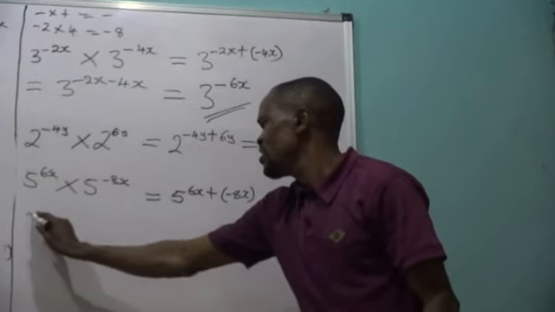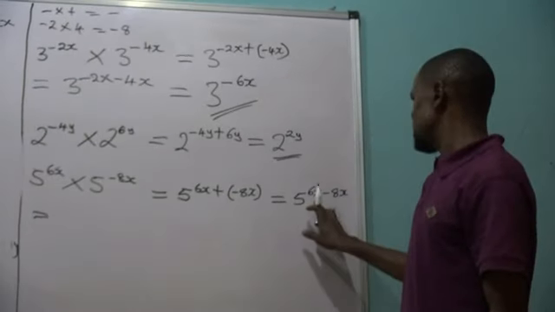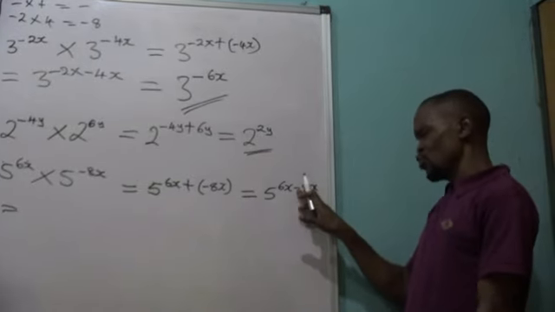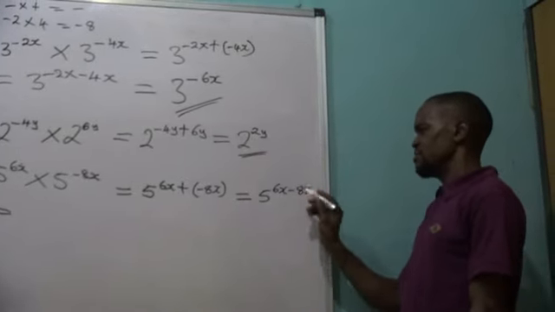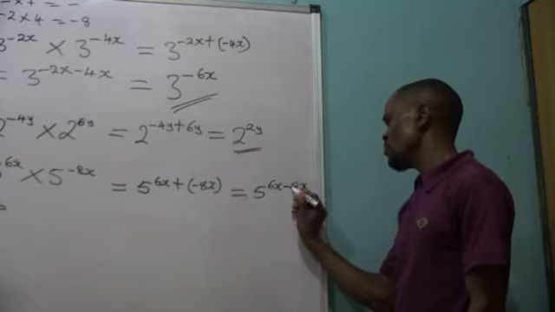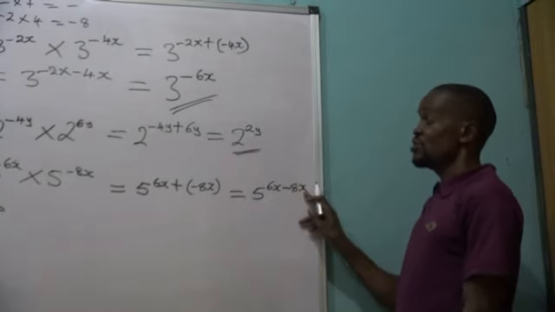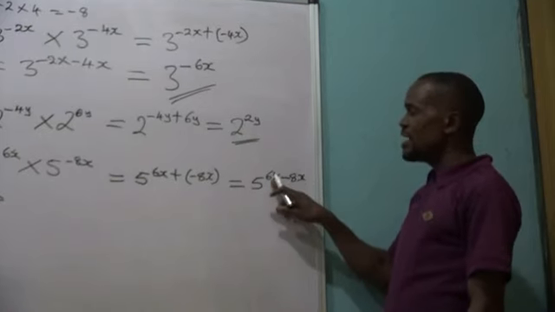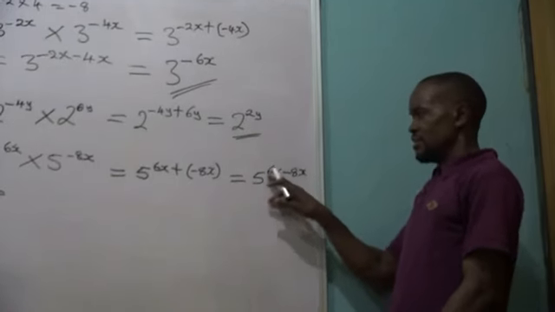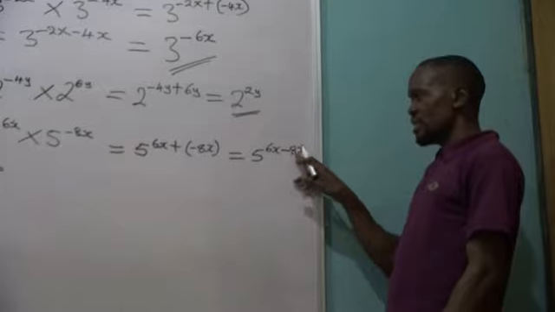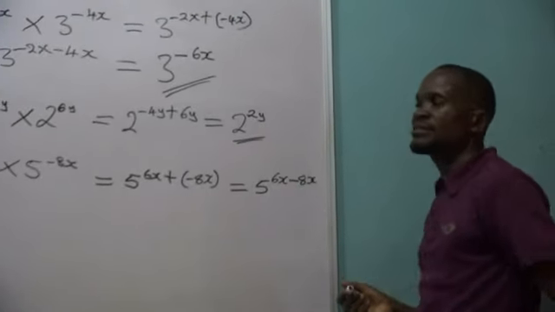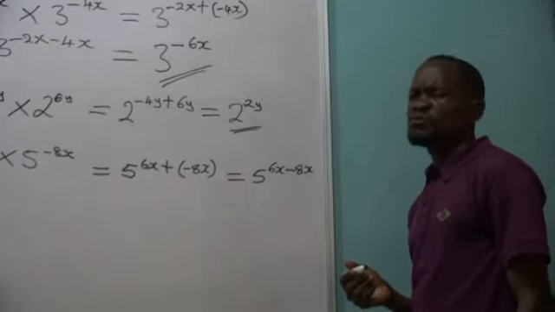And this will give me the final answer, meaning that I'm owing minus 8x. This, who is the owner of the minus? 8x is the owner of the minus, meaning that I'm owing 8x. I paid 6x. This is plus 6x. This is minus 8x, meaning I'm owing 8x. I paid 6x. I'm still owing now.